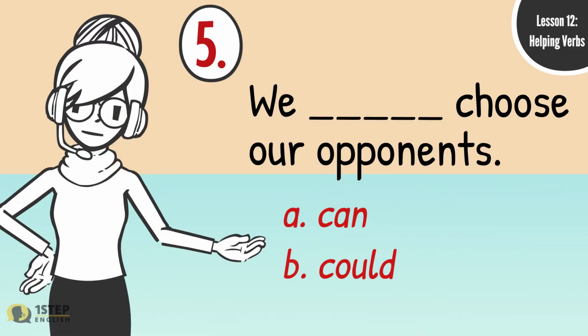5. We, blank, choose our opponents. A. Can. B. Could. The correct answer is letter A. Can. We can choose our opponents.